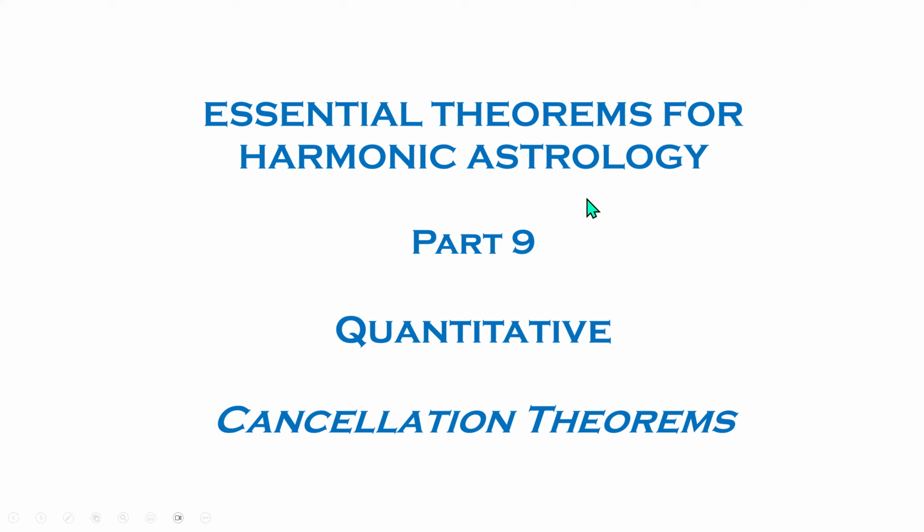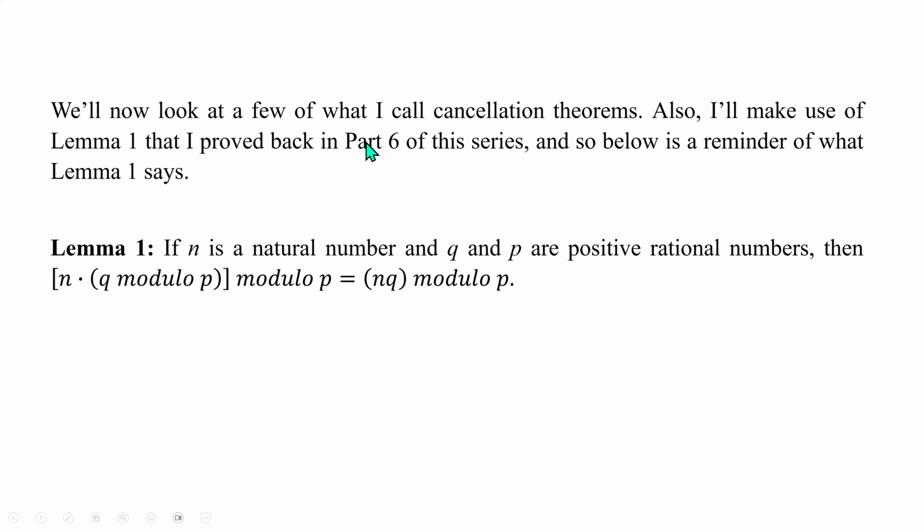So this is Essential Theorems for Harmonic Astrology, Part 9, Quantitative Cancellation Theorems. We'll now look at a few of what I call cancellation theorems. Also, I'll make use of lemma 1 that I proved back in part 6 of this series, and so below is a reminder of what lemma 1 says.